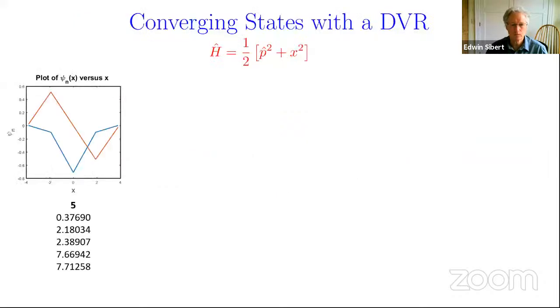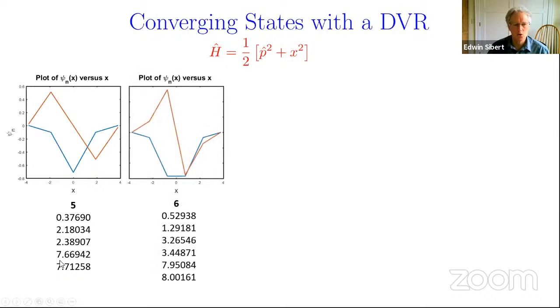Let me show you how it works. Here's a simple harmonic oscillator. So I'm doing a simple harmonic oscillator, and we know that the energy levels of this oscillator, because the frequency is one, are just a half, three halves, five halves. And you can see that over here, I've used 5 points, 1, 2, 3, 4, five. And here I'm plotting the ground state wave function, and here I'm plotting the excited state wave function, v equals one. And you can see I'm not doing so well.